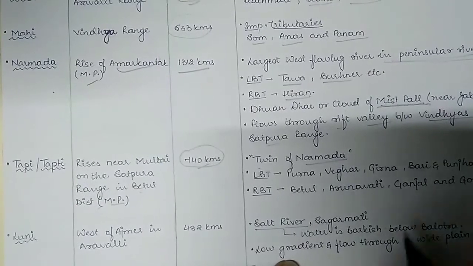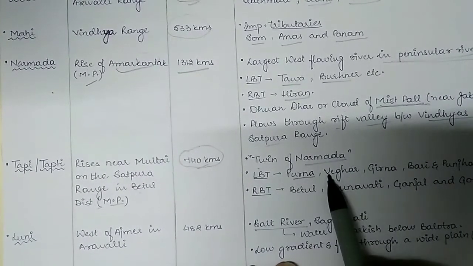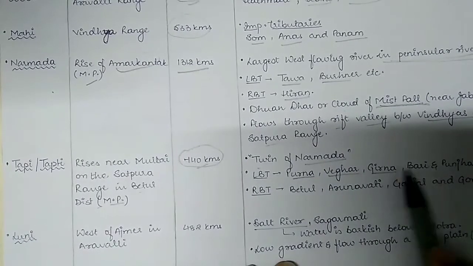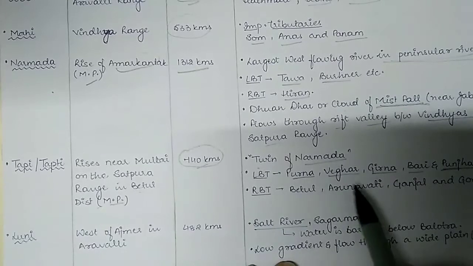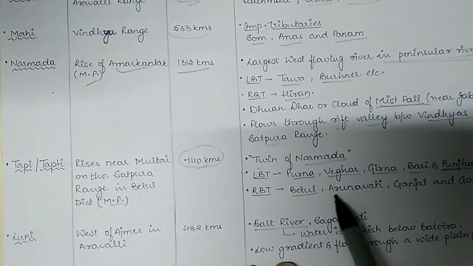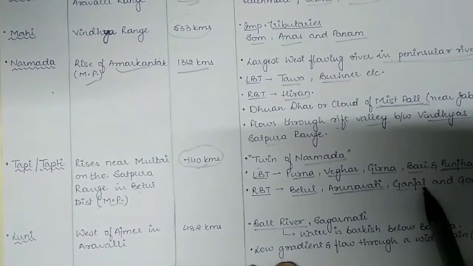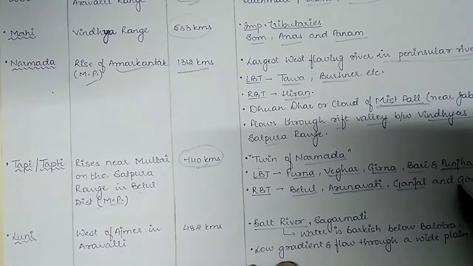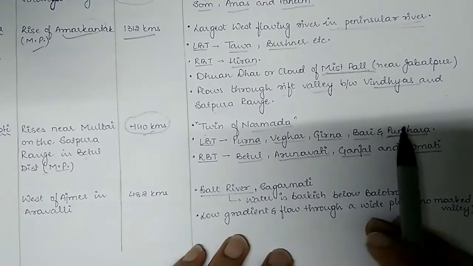Now if we look into its left bank tributaries, we have Purna, Vegar, then we have Girna, Bari and Punjar. If we talk about its right bank tributaries, we have Betul, then we have Arunavati, then we have Ganjal, then we have Gomti River. So these are the right bank tributaries.